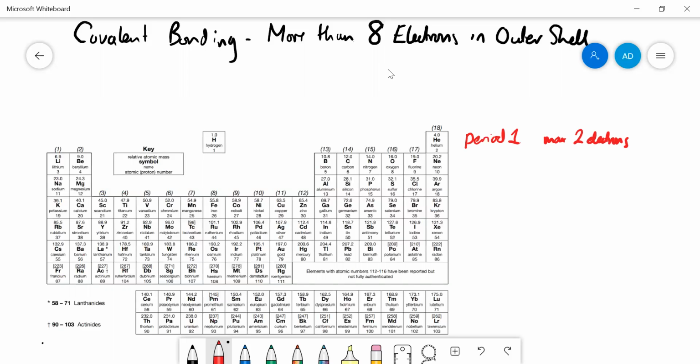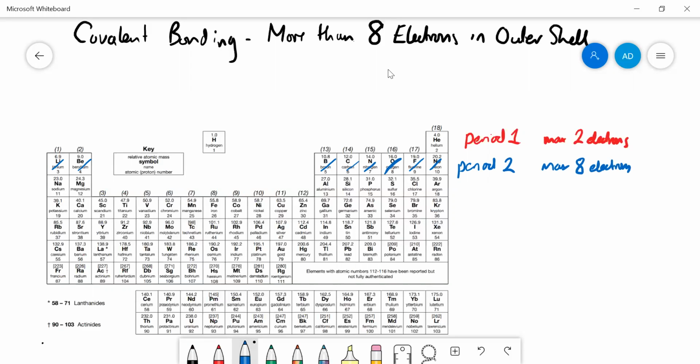Okay, now when we go to period 2, we know there's room for 8 electrons in period 2, because we have got lithium, beryllium, boron, carbon, nitrogen, oxygen, fluorine. Okay, that's 8. We've got 8, and then that is full up, so that's a maximum of 8 electrons.